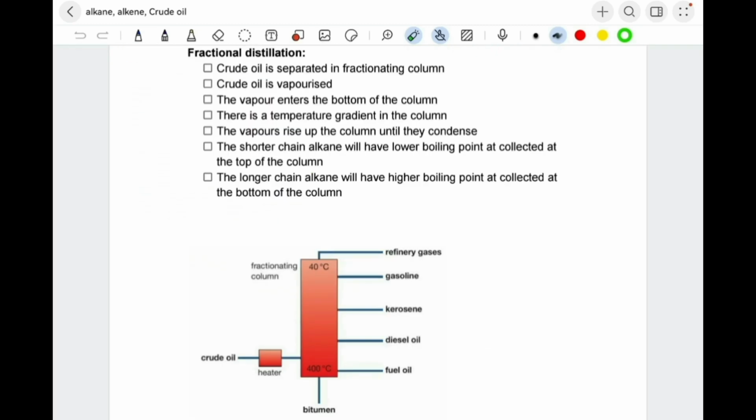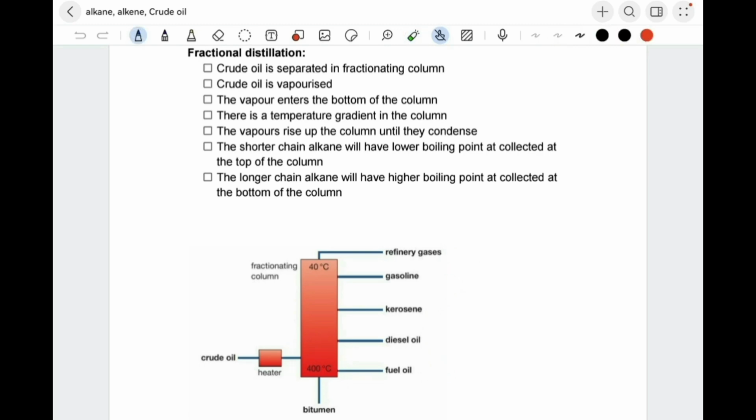Fractional distillation. Crude oil is separated using a fractionating column. Once it's in the chamber, it gets vaporized and condenses at various levels. The lower chain alkanes have a lower boiling point and get collected at the top of the column. The ones with the longer chains will get collected at the bottom of the column. Try to remember the order and learn one use of each.